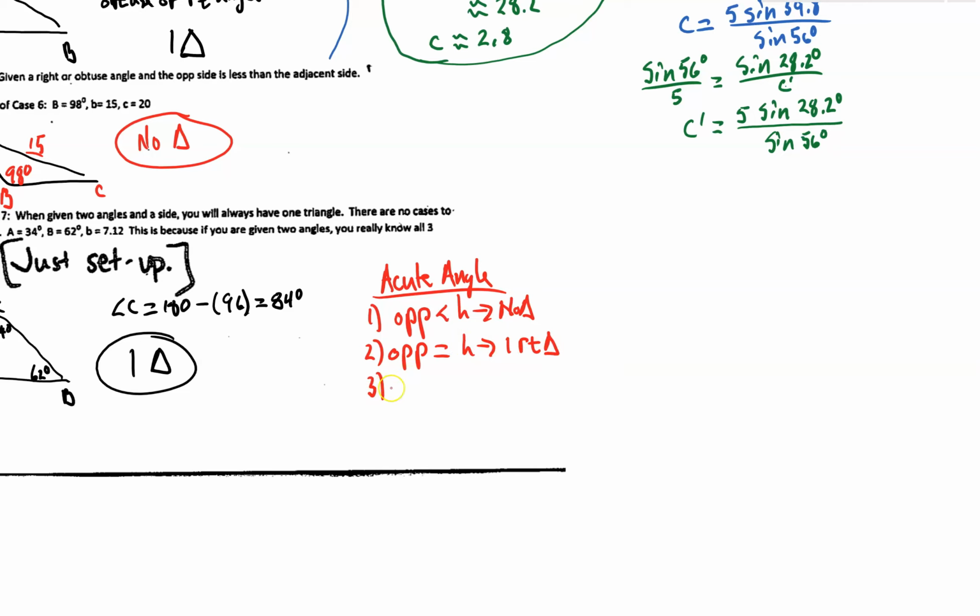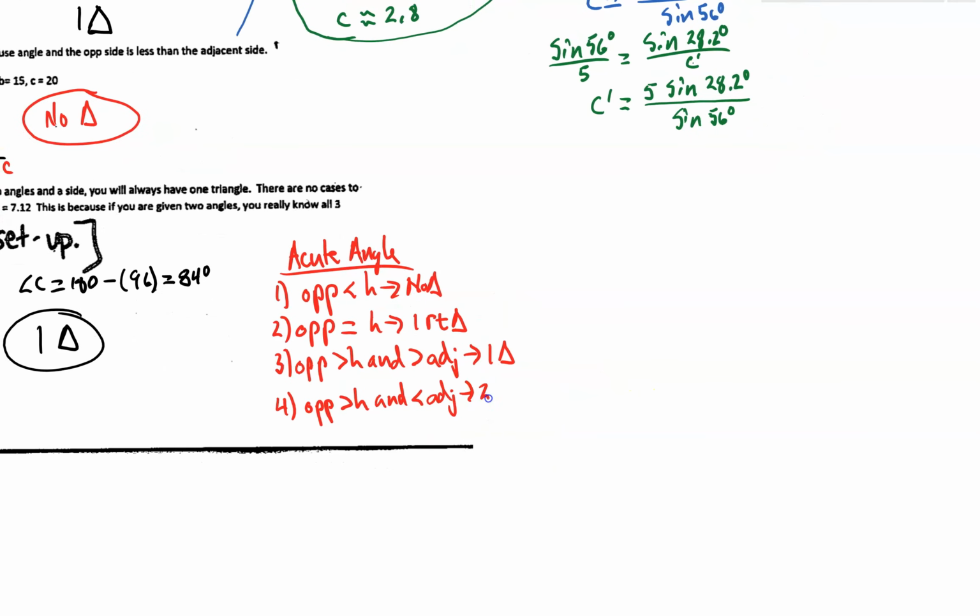Case number 3, opposite side is greater than the height and greater than the adjacent. Well, then you're going to have one triangle. And case number 4, opposite side is greater than the height and less than the adjacent. You will have 2 triangles. Those are for acute angle that you're given.